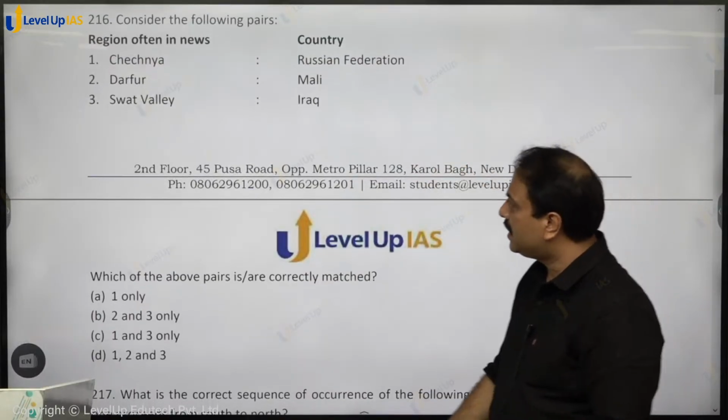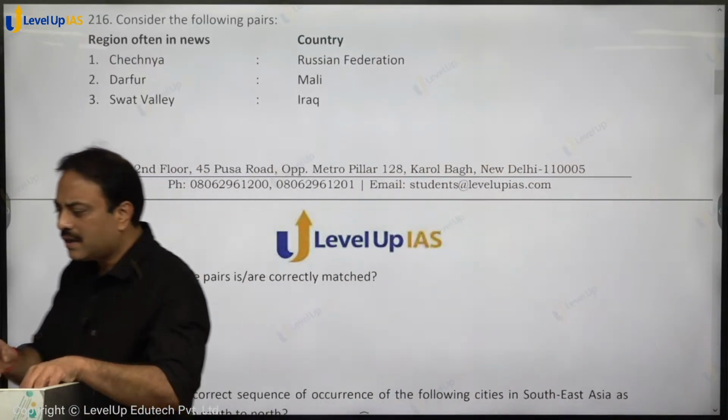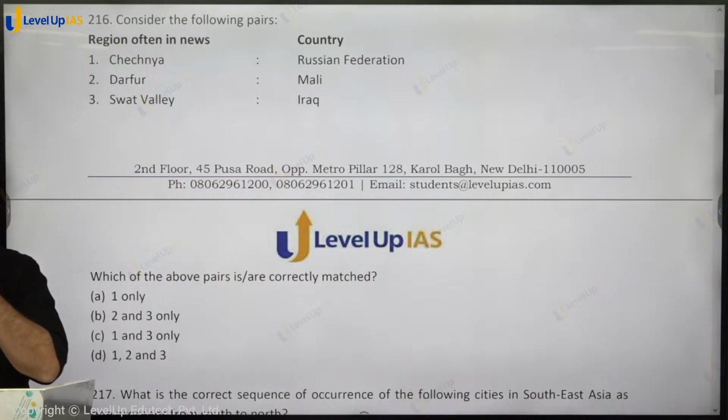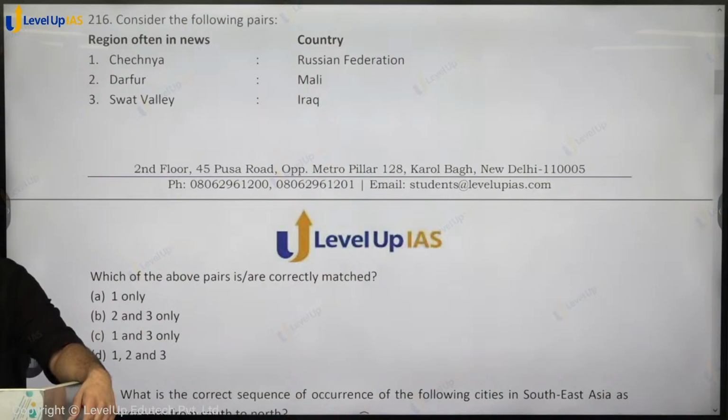Consider the following pairs: region often in news and a country. Yes, Operation Dost was in Turkey. Correct, Gurpreet. Operation Brahma is going on in Myanmar.